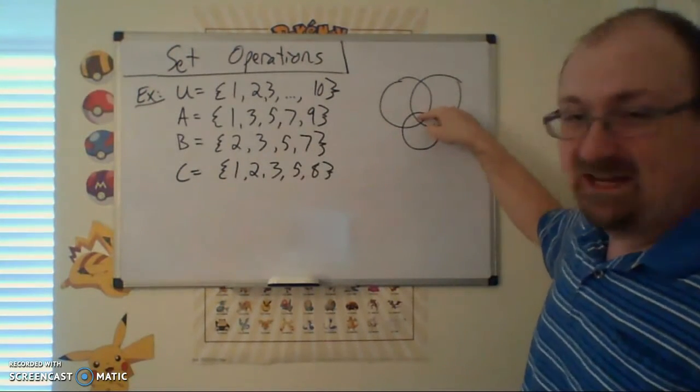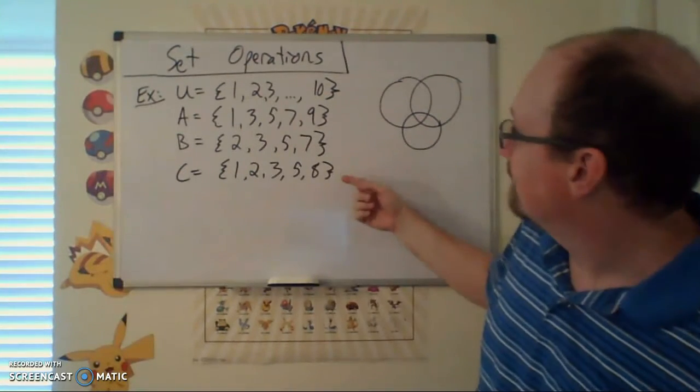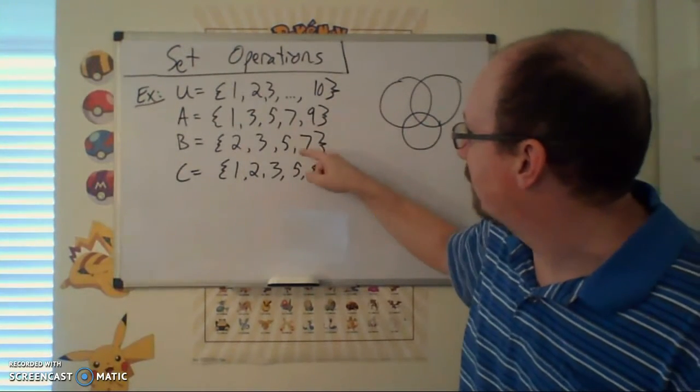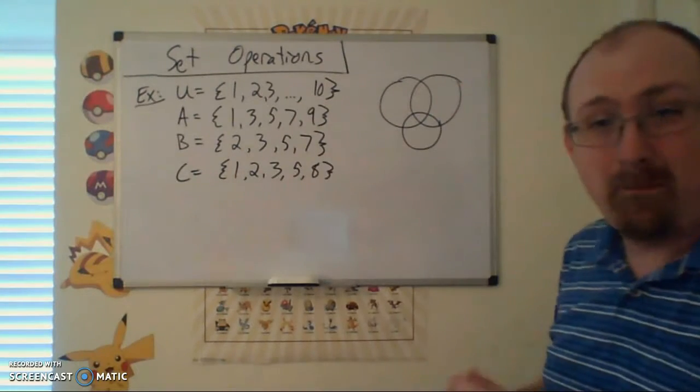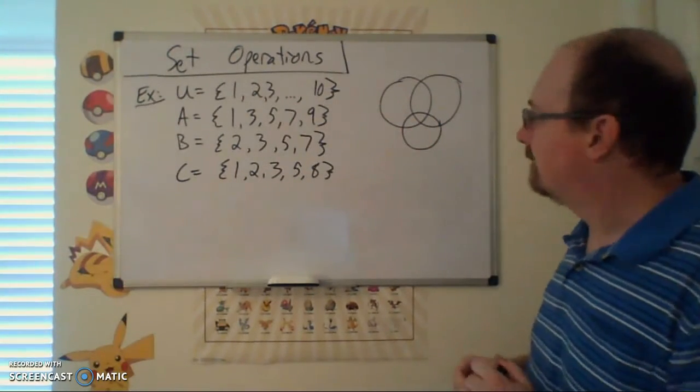Like figure out, well, what lives in here? Well, that's what would be in all 3 sets simultaneously. So looking at this, that's just what, 3 and 5 are the only things that pop up in all 3 of these, and you could sort of fill in the gaps from there.